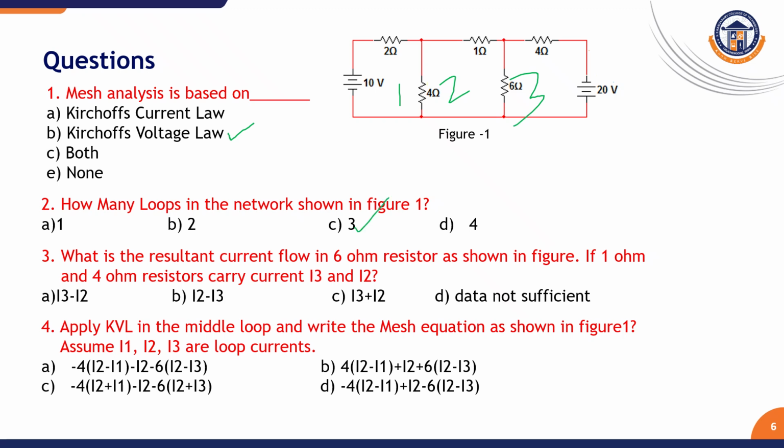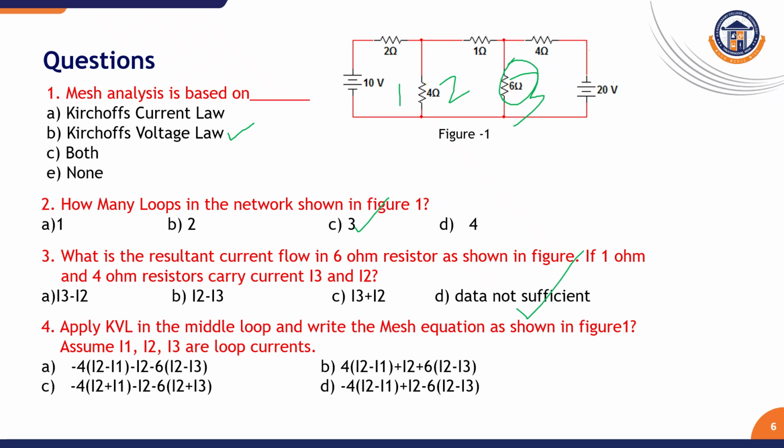What is the current flow in the 6 ohm resistor, as shown in the figure? If I1 is the 1 ohm current, I2 is equal to... 1 ohm is carrying I3 and 4 ohm is carrying I2. There is no representation of the current, so the data is not sufficient.